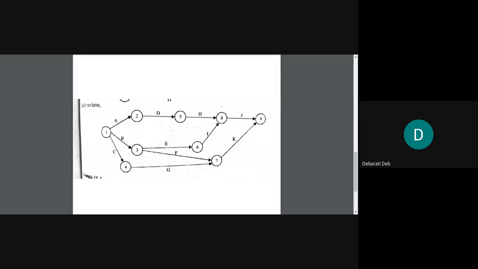Then G and H, you write like this, G and H less than J. And the last one is I, J, K less than E.